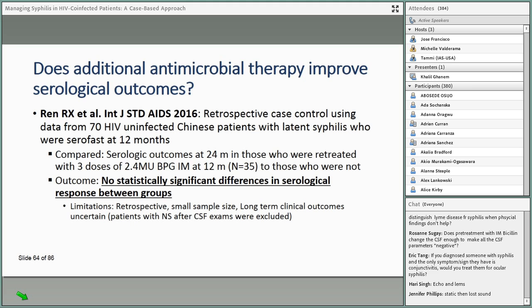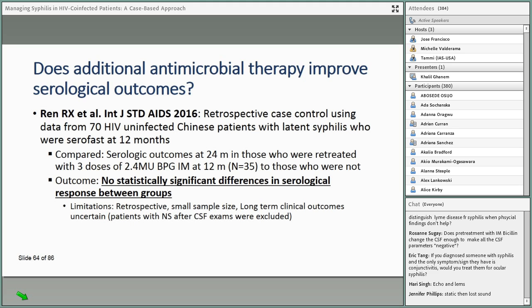He's doing great. His CD4 count is 448 cells, and his HIV RNA is undetectable. What do you do now? Should you do a lumbar puncture? Should you wait and continue to follow him? Or should you treat him with 3 doses of benzathine penicillin G?